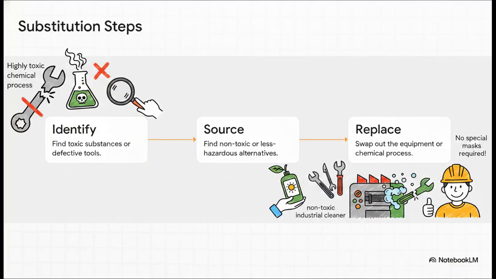Section 2, engineering out the source. Well, if we want to stop relying on masks and temporary band-aids, we have to redesign the facility so the hazard simply doesn't exist anymore. The absolute most elegant engineering control is simple substitution. It's a really clean 3-step process.